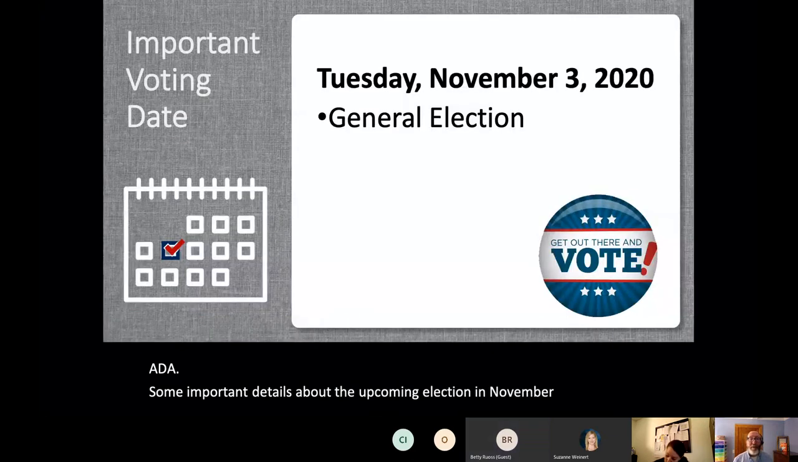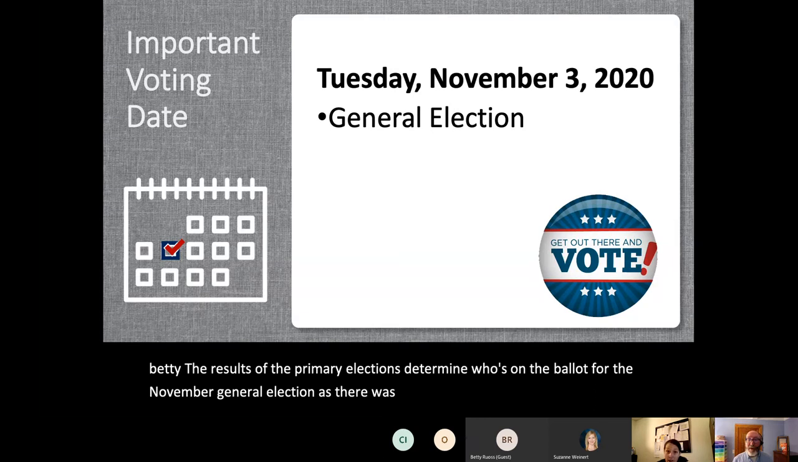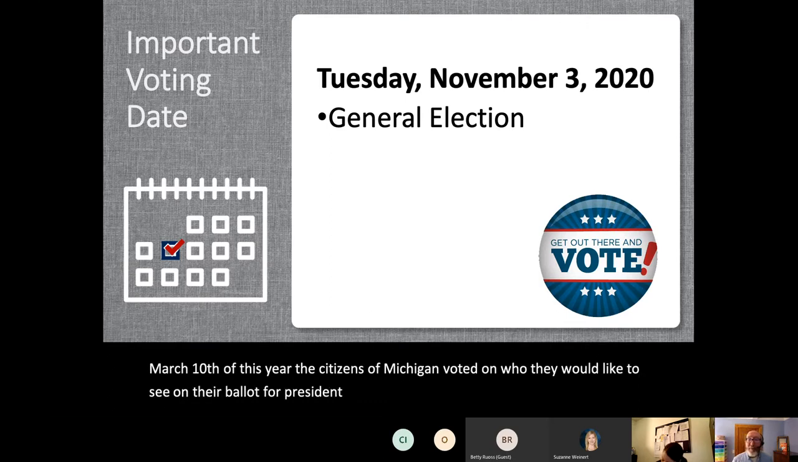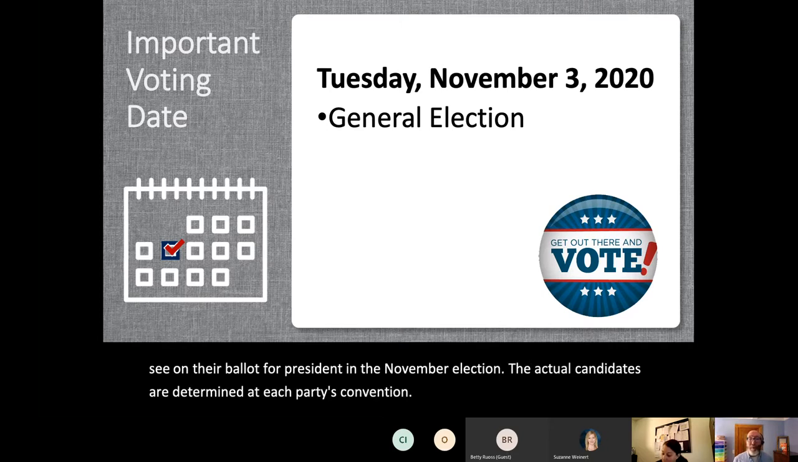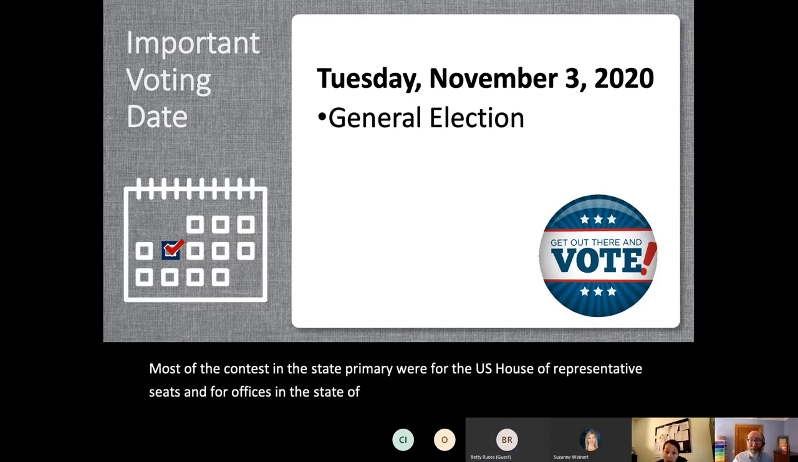Thank you, Betty. The results of the primary elections determine who's on the ballot for the November general election. As you know, there was a presidential primary election on March 10th of this year. The citizens of Michigan voted on who they would like to see on their ballot for president in the November election. The actual candidates are determined at each party's convention. Most of the contests in the state primary were for the U.S. House of Representatives seats and for offices in the state of Michigan, as well as local elections.